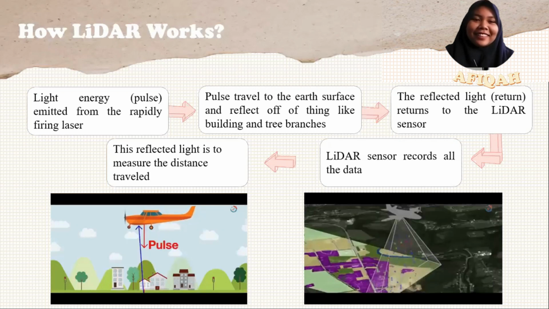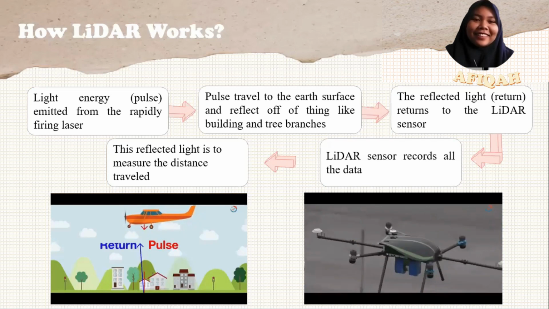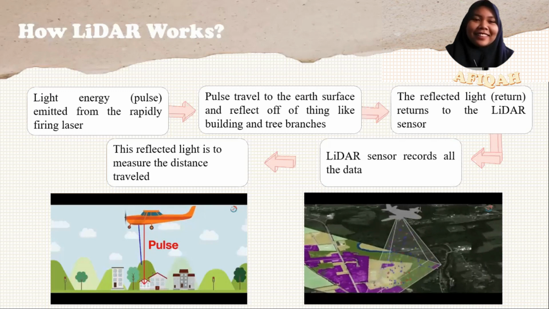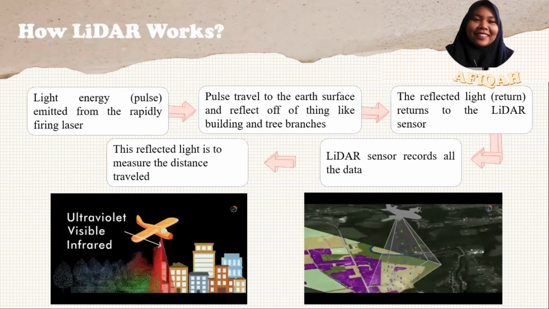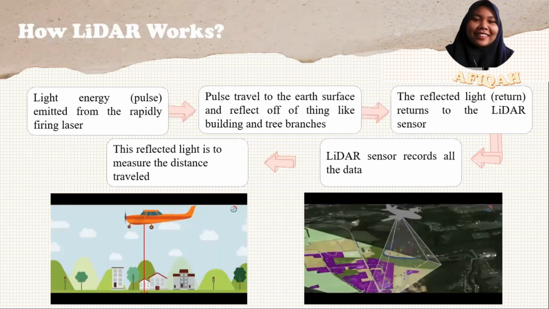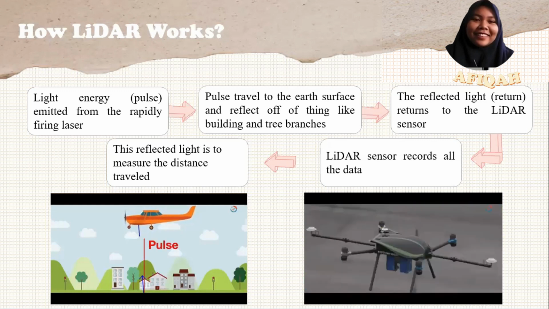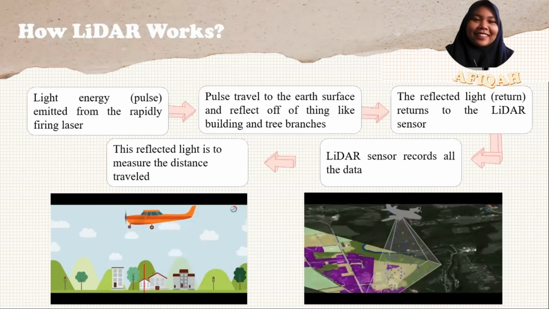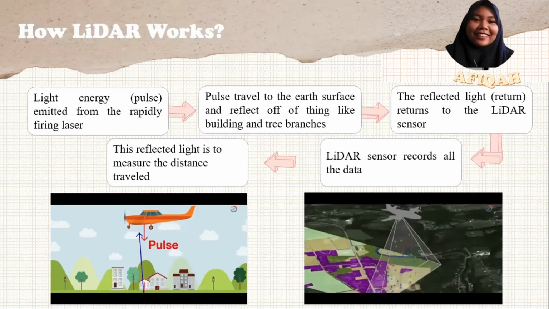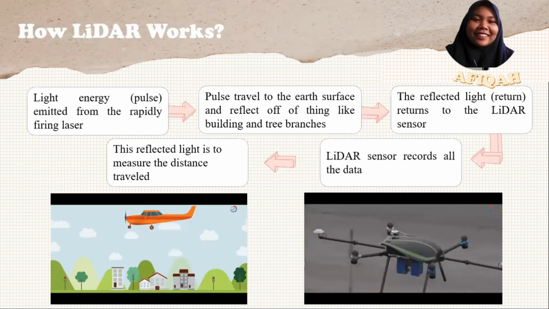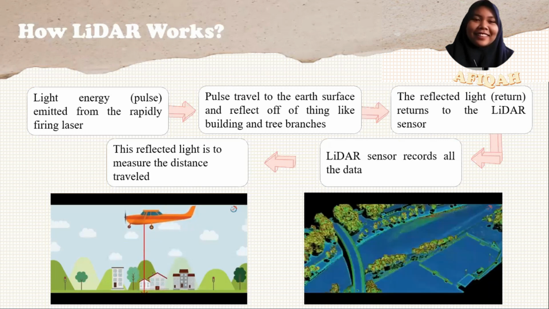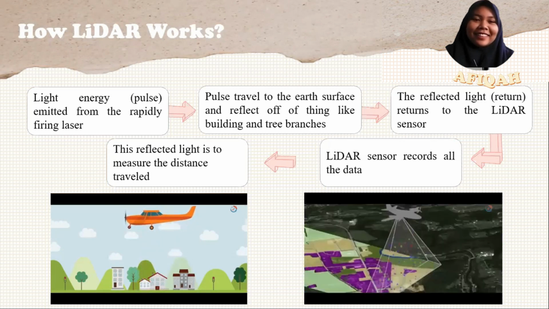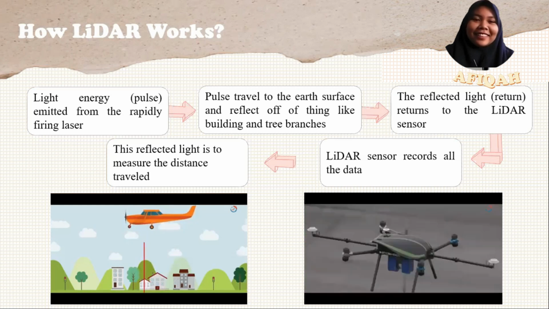Then I will explain how LiDAR works in surveying. Firstly, light energy, also called the pulse, is emitted from a rapidly firing laser. Then this pulse travels to the Earth's surface and reflects off things like buildings, tree branches or other objects on the Earth's surface. Then this reflected light, also called the return light, returns to the LiDAR sensor, and the LiDAR sensor records all the data.